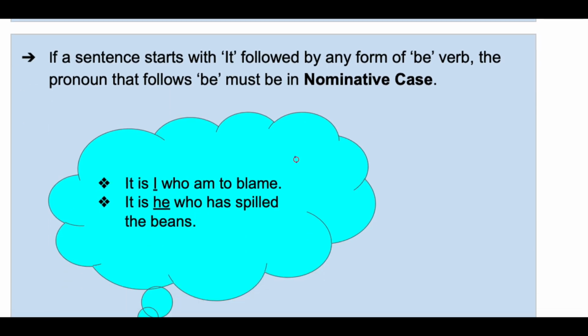If a sentence starts with it and after it if there is a be verb present, then the pronoun should be in subjective case. Be verb are is, am. What are be verbs? Wait.